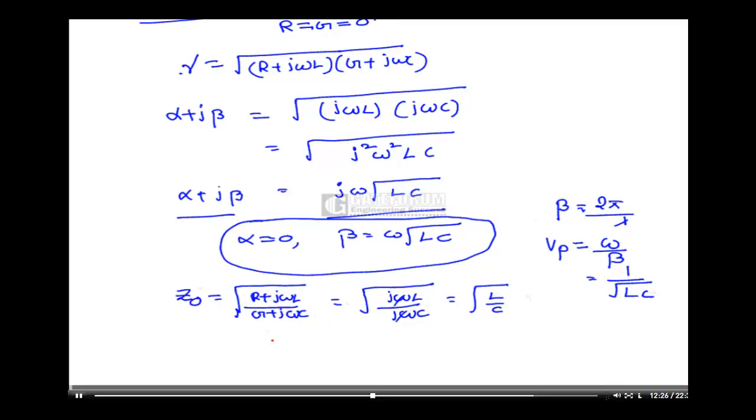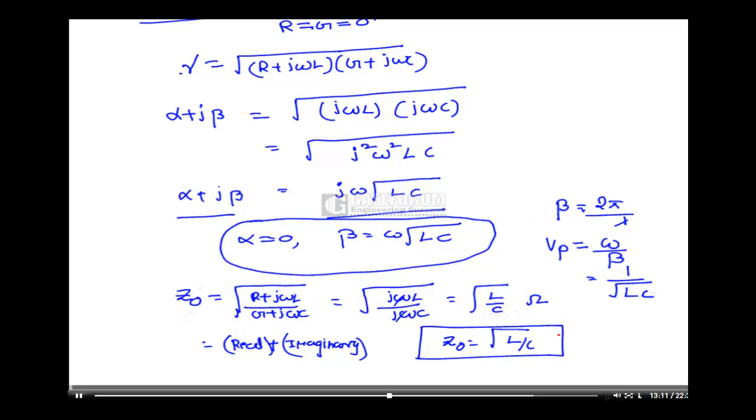This is a characteristic impedance, which in general has some real part plus some imaginary part. Since the characteristic impedance is a complex value, Z0 has both a real part and an imaginary part. For a lossless line, if you observe, we have only L by C, so only the real part is there. Therefore, what is the unit of this? Since it is real, it is a resistance, so the unit is ohms. Z0 is equal to root L by C, and the unit is ohms. The characteristic impedance is purely real for a lossless line.